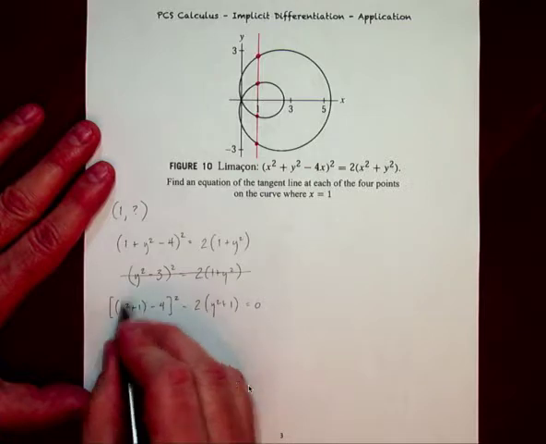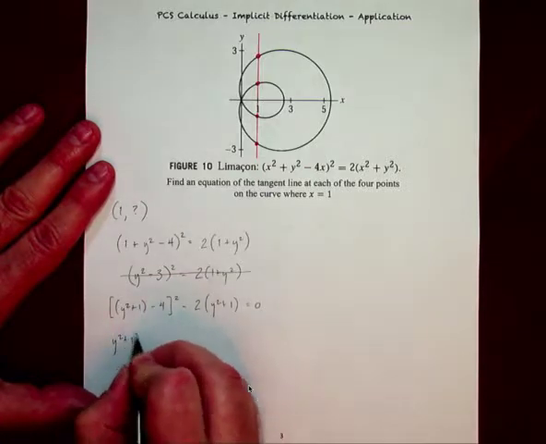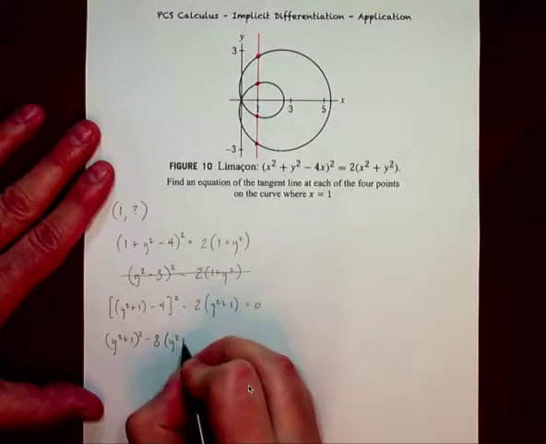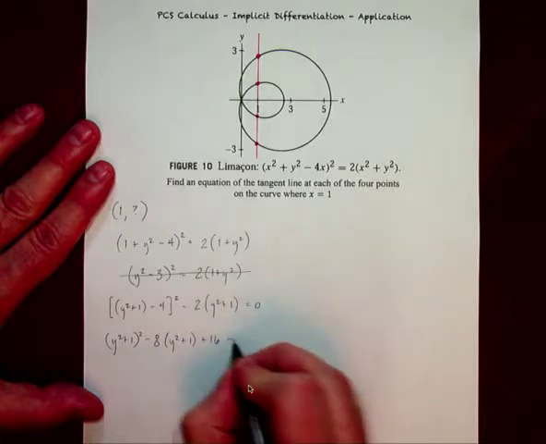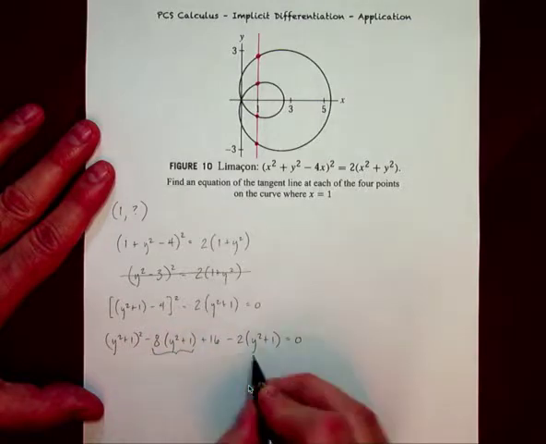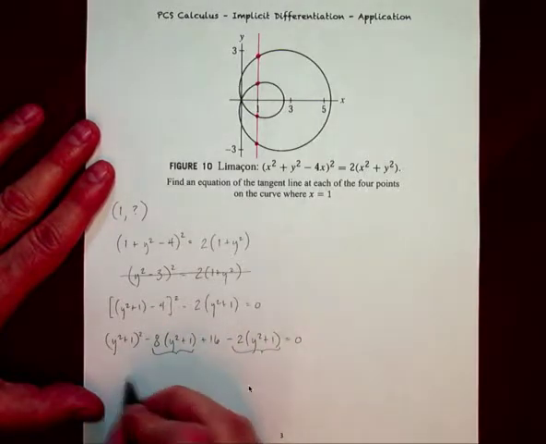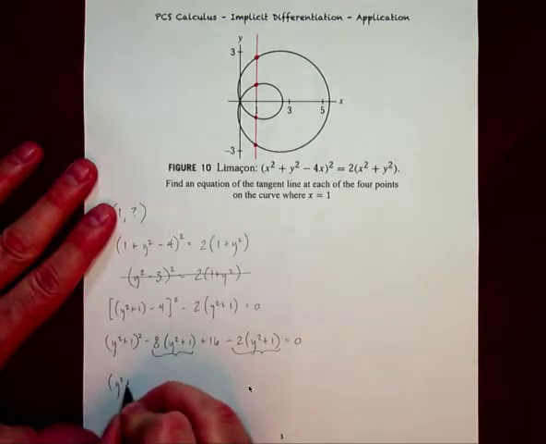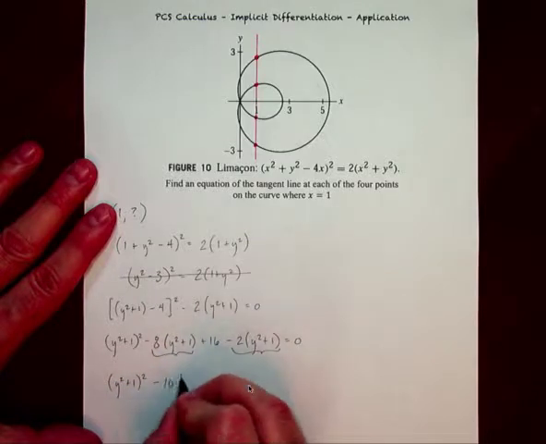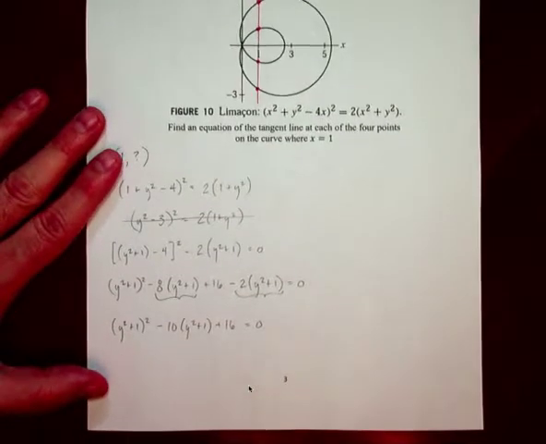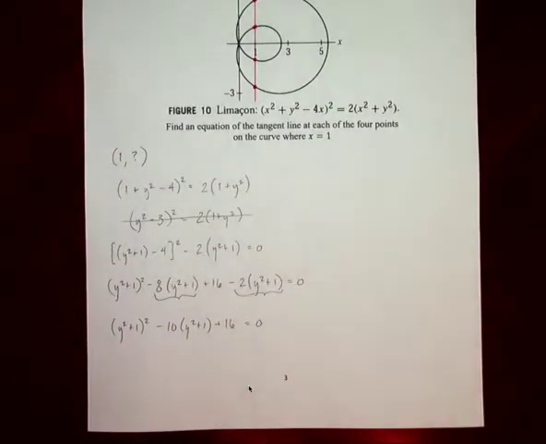I can FOIL it out like this and get (y squared plus 1) squared minus 8, or sorry, yeah, 8(y squared plus 1) plus 16 minus 2(y squared plus 1) is equal to 0. Obviously this and this wind up being like terms. Okay, so I have (y squared plus 1) squared minus 10(y squared plus 1) plus 16. And, you know, it would have been just as legitimate to actually do it out all the way. Unfortunately, I'm using pencil on this one, but I'll just keep going.